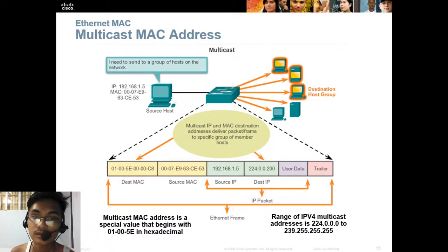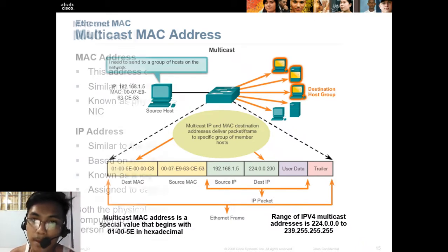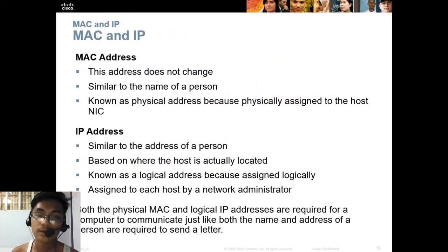So multicast is sending the frame to a group of hosts, but not all. Multicast IP and MAC destination addresses deliver the packet or frame to a specific group of member hosts. The multicast MAC address is a special variant that begins with 01-00-5E in hexadecimal. The IPv4 range for multicast addresses is 224.0.0.0 to 239.255.255.255.